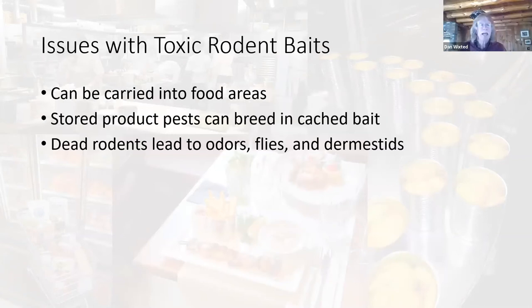And so the rodent might actually leave the bait someplace you don't want it to be. And worse yet, it might leave and die in a wall. Now that bait is there, unused, it becomes a food source for stored product insects. And the dead rodent in the wall gives off odors, which then attracts flies. And the last issue is a rodent that has consumed a sublethal amount of toxic bait might start acting in ways it doesn't usually act, like coming out into the open in the middle of business hours. And as you can imagine, this could be a social media nightmare for this grocery store.